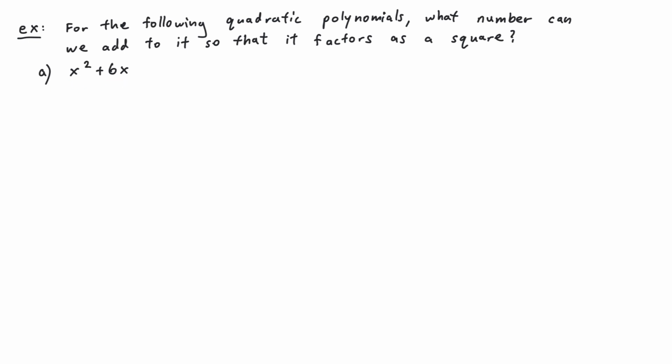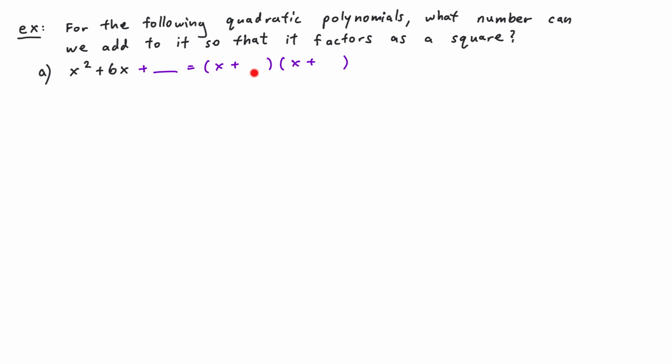We need to come up with a number that we can add on at the end here so that it factors as a square. Remember that when we're factoring a quadratic like this, we want to rewrite it as x plus some number times x plus another number. However, if we want to factor this as a square, our two numbers here have to be the same. That way we can group the factors together as x with some number all squared. So the question is, what is that number?